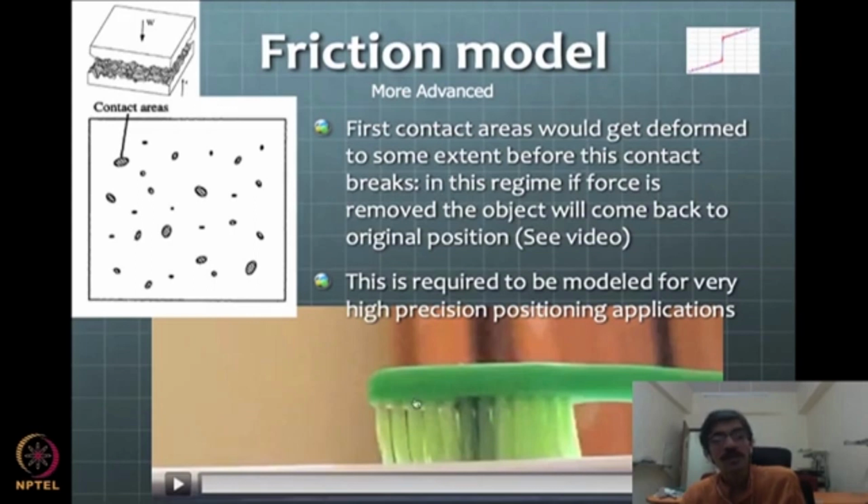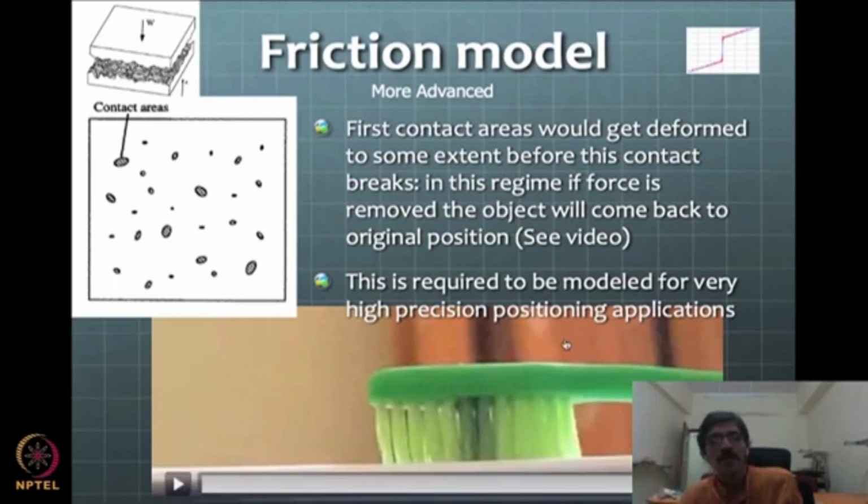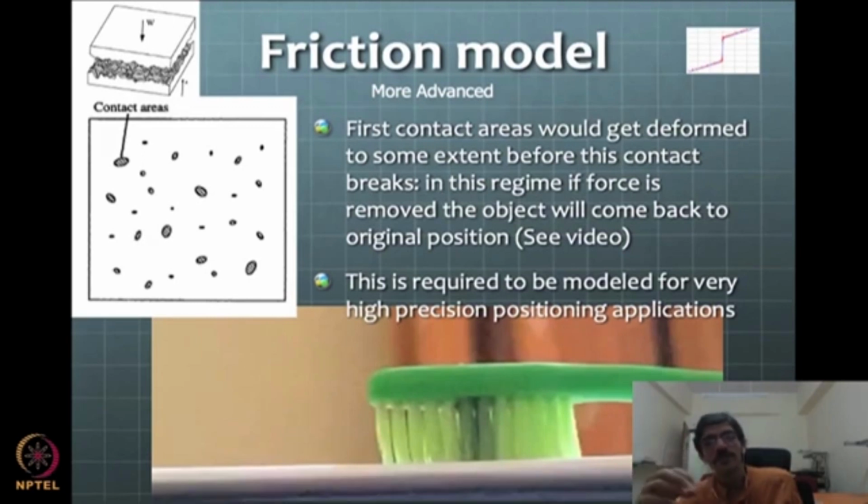Okay, so this is a phenomenon that is going to happen for cases where very soft surfaces are in contact with a hard surface, for example, and this needs to be modeled for very high precision positioning applications. Okay, so I gave you this example of soft surfaces, but even with hard surfaces, if you are interested in nanoscale precision in control, then you will need to take this effect into account. Okay, so that is an important thing.